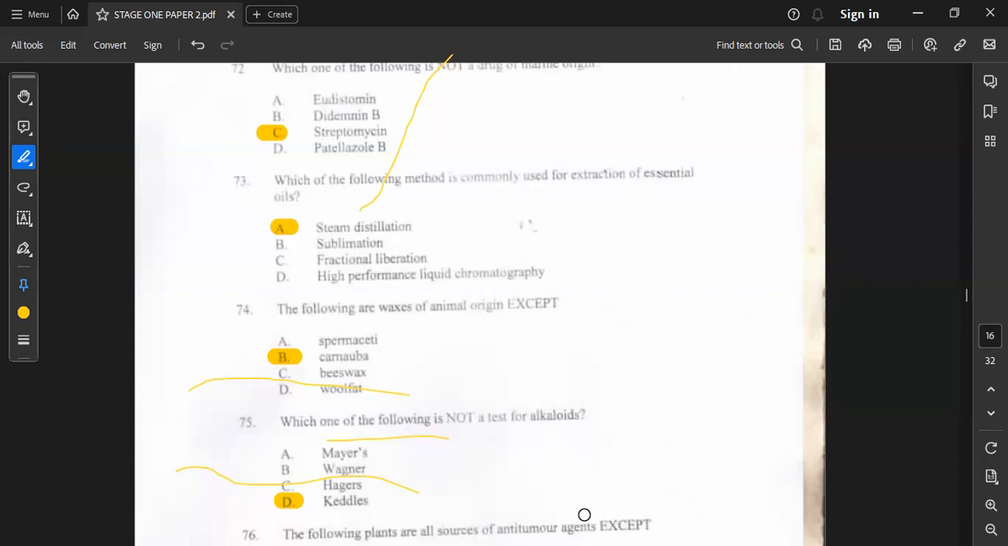Some characteristics of alkaloids: we have bitter taste, nitrogen containing compounds, highly toxic, and they can be isolated from plant materials through various extraction and purification methods. And then their identification is via techniques like mass spectrometry and NMR spectroscopy.